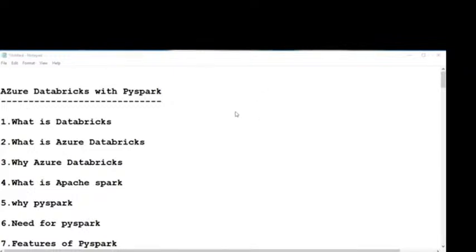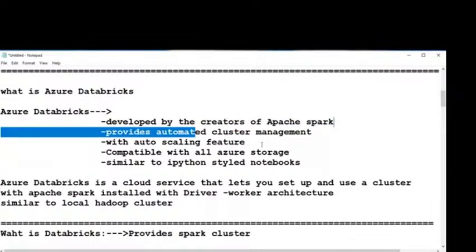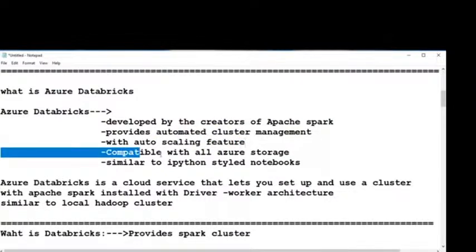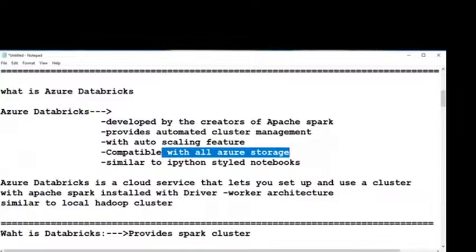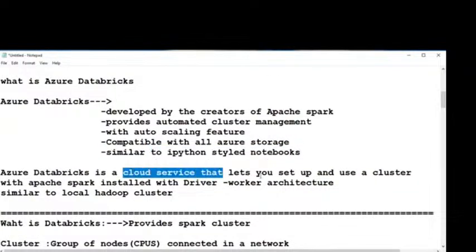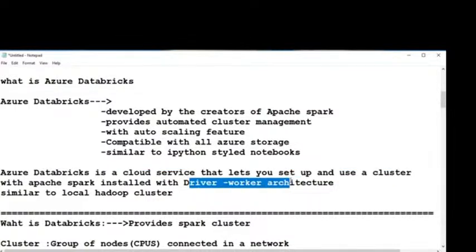Yeah, good morning all. In the last class, I was just briefing you about Azure Databricks and an introduction to PySpark. Azure Databricks, developed by the creators of Apache Spark, provides automated cluster management with an auto scaling feature, compatible with all Azure storage, with IPython style notebooks, like Jupyter Notebook. Azure Databricks is a cloud service that lets you set up and use a cluster with Apache Spark installed, with a driver worker architecture similar to a local Hadoop cluster.